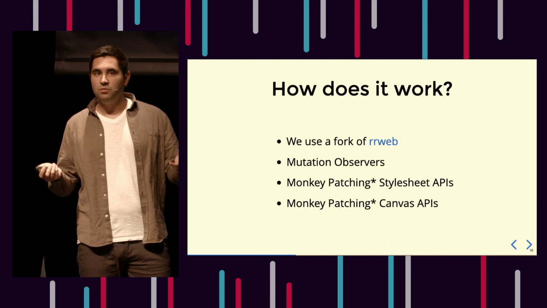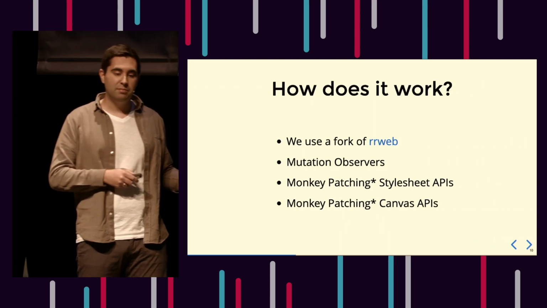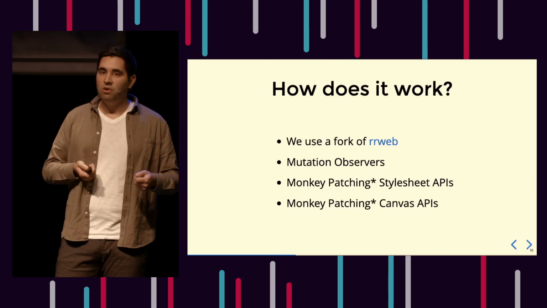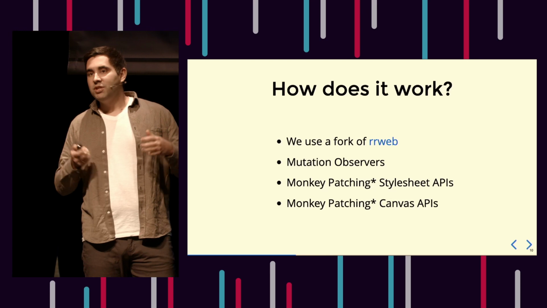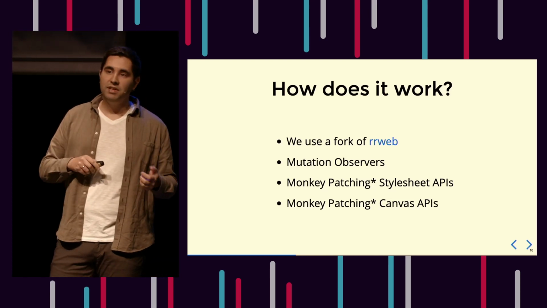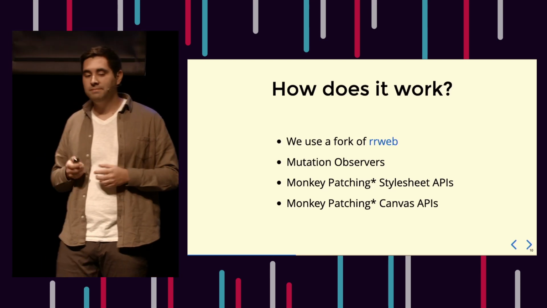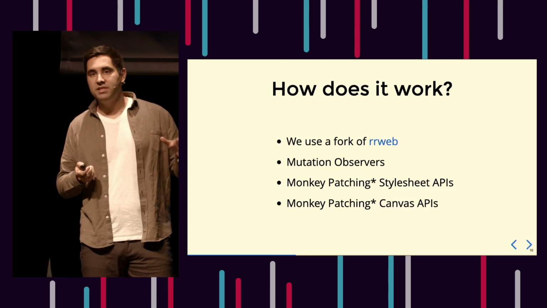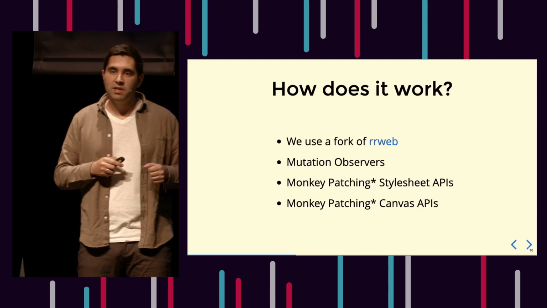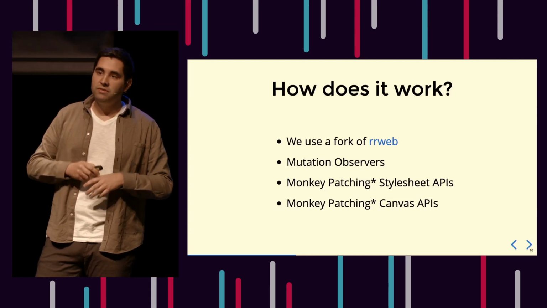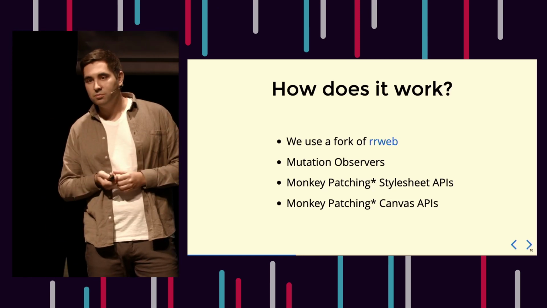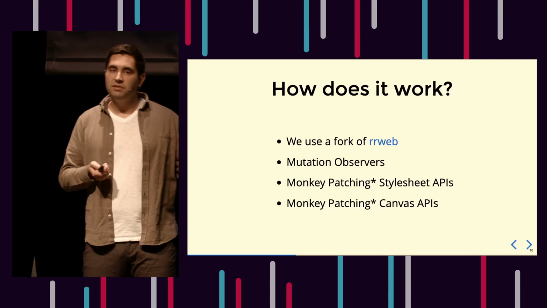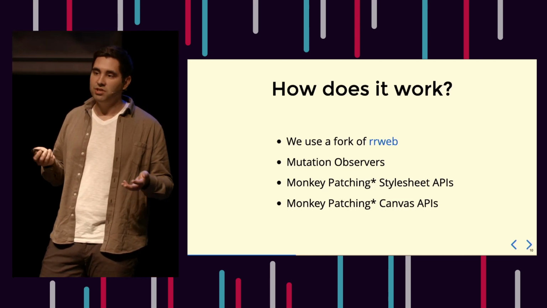So how does it work to capture what's happening in the browser? We use a fork of RRWeb. That's an open source library that's out there, which handles most of the heavy lifting of capturing what's going on. The core of this is a mutation observer. A mutation observer is a native API that all modern browsers support. And basically, it will notify you when anything in the DOM changes.